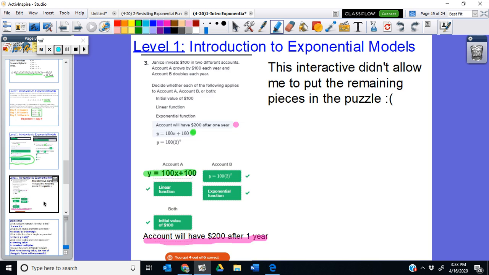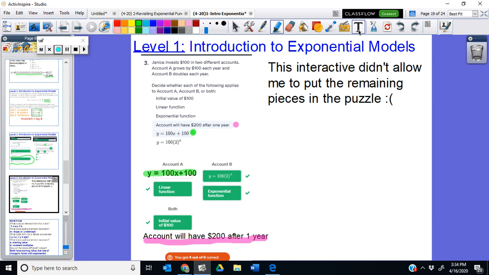This next one was an interactive, but it didn't work so well for me. Maybe you'll have better luck. I was able to put in all of the missing information except for the linear equation. So I typed it in. And then the account will have $200 after 1 year. Well, they'll both have $200 after 1 year, because one grows by $100, but the other one doubles every year.